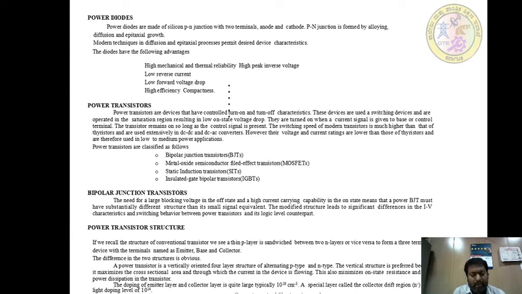Structure. How does the power transistor structure look? If you recall the structure of conventional transistors, we see a thin p layer sandwiched between two n layers or vice versa, forming a three terminal device with terminals named emitter, base, and collector. The difference in the two structures is obvious. A power transistor is vertically oriented, with four layers of alternating p and n type. The vertical structure is preferred because it maximizes the cross sectional area through which the current in the device is flowing. This also minimizes the on-state resistance and thus the power dissipation in the transistor.